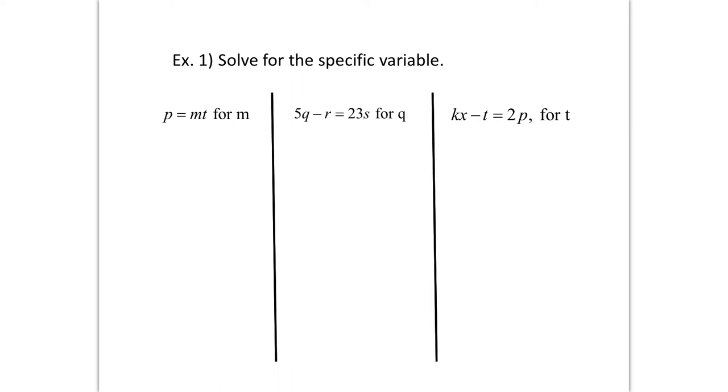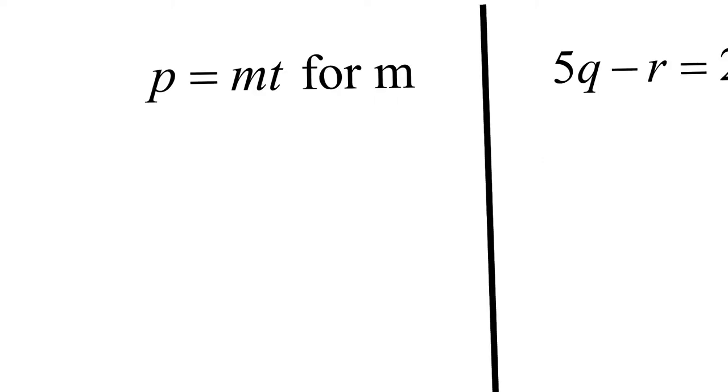So let's go ahead and do some examples here. We do have 3 different equations, and I'm going to look at the first one on the left side. We want to solve this equation, p equals mt, for m. So we want m by itself. That's what we want to solve for. Now notice that we have different variables, so our answer is not going to be a number like before when we solve equations. This is going to be some expression, but we need to get this variable by itself.